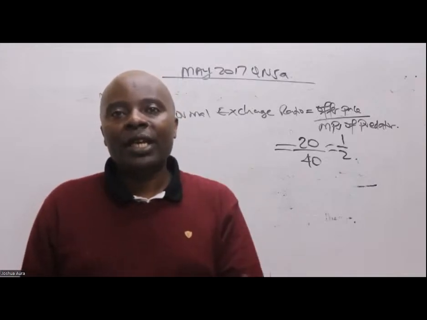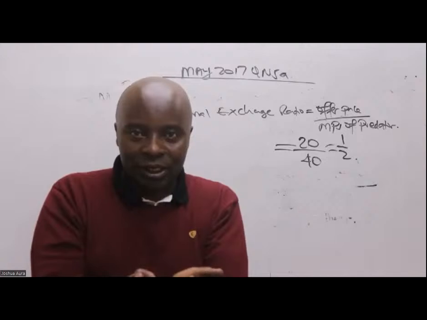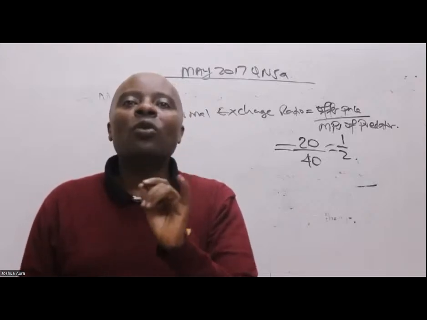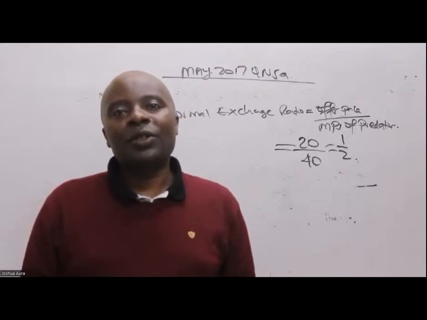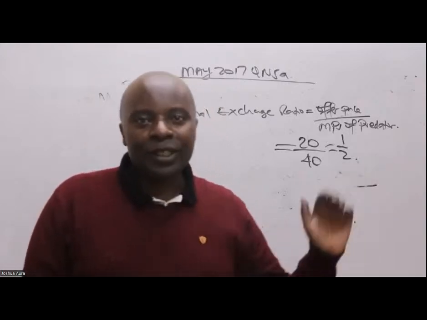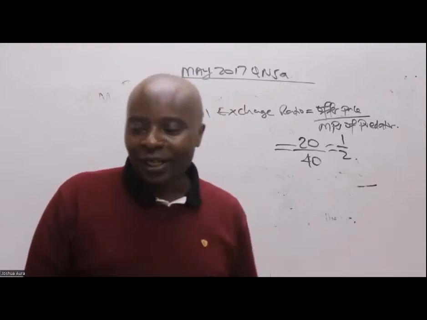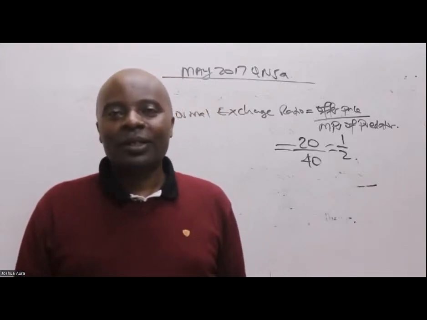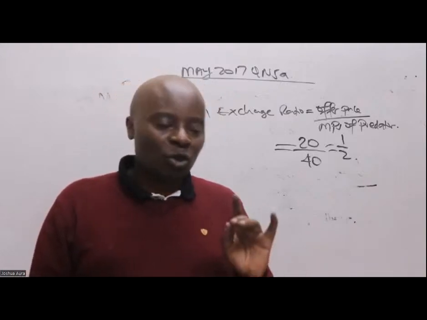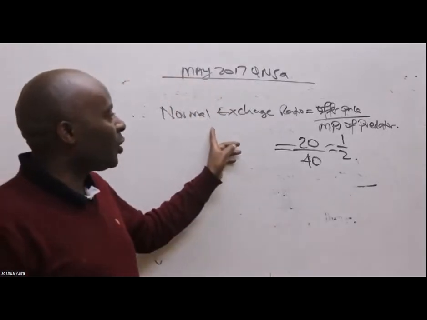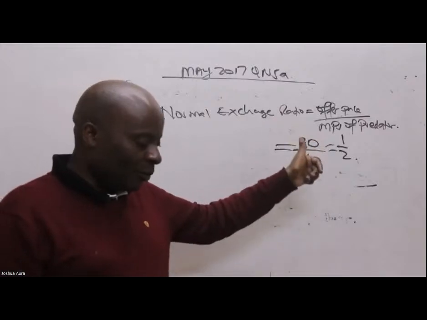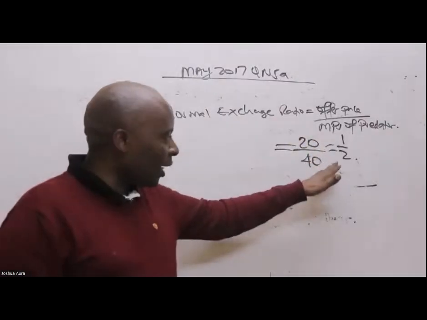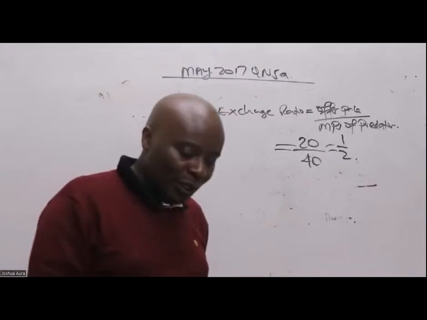Whenever you are given an offer price, like in this case, 20 shillings, we shall always compute the normal exchange ratio, and then you highlight it with yellow. To get this normal exchange ratio, we take the offer price over the MPS, not the MPS of the predator, which gave us a half like that. Then let's get back to business.